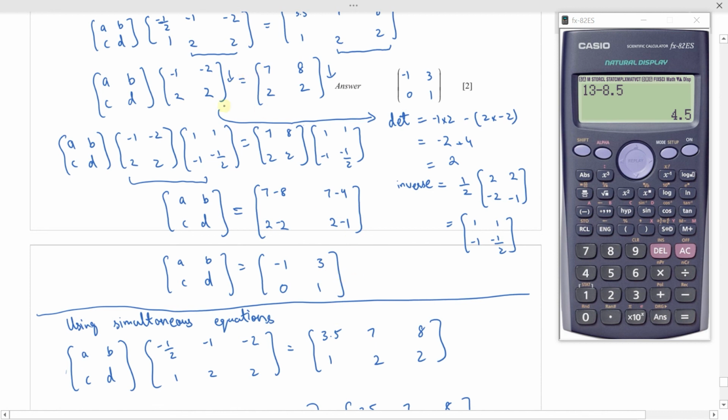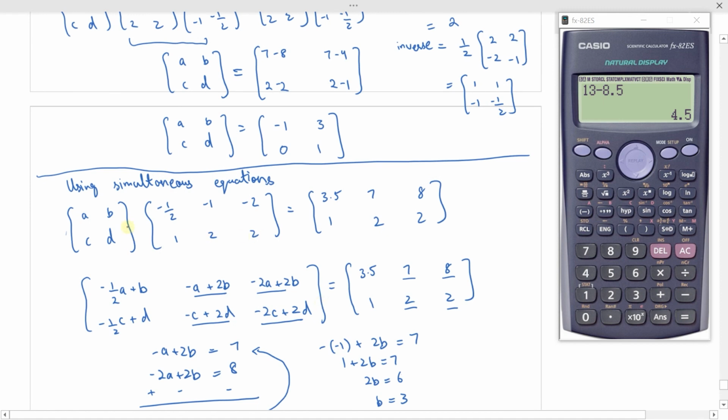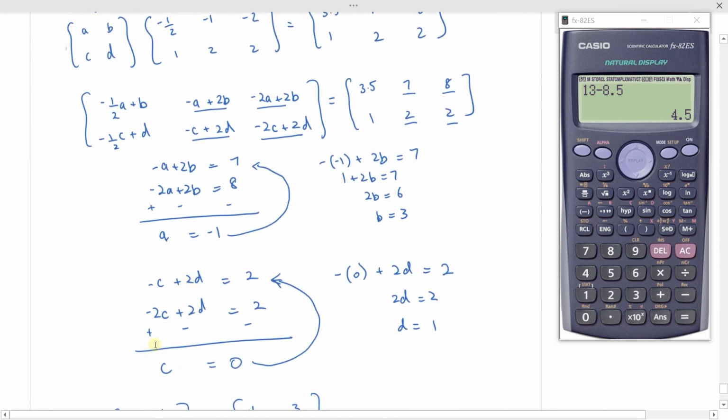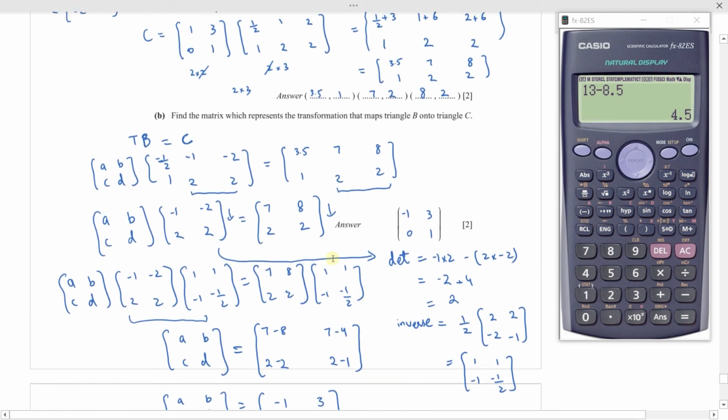So both of these are fine. In my opinion, the matrix method is slightly shorter, where you just take the inverse and multiply on both sides and you straight away get the matrix. This one is slightly longer, in which you have to solve for four variables. So you will need two equations for A and B, and then two more equations for C and D to get the values of these variables. So these are the two methods that you can use to solve this part of this question. So this is the end of this paper. I'll see you in another video.